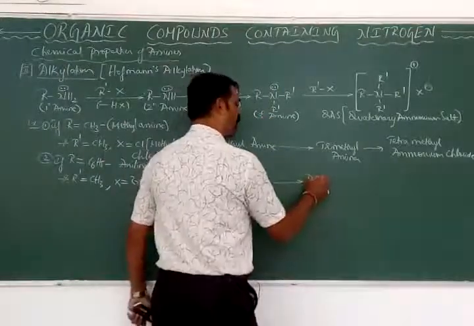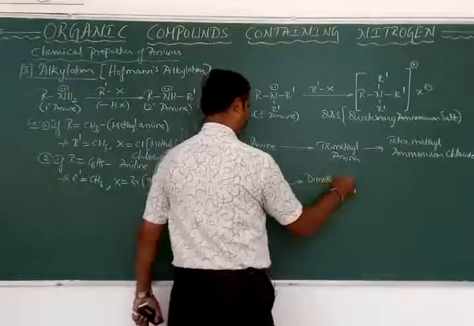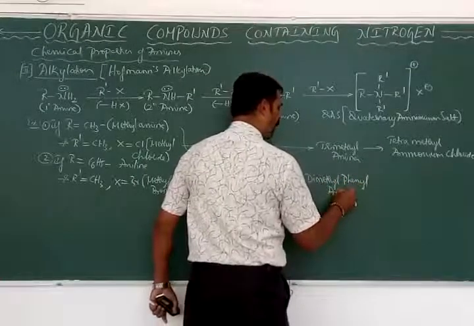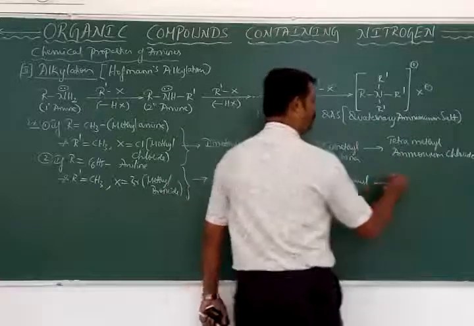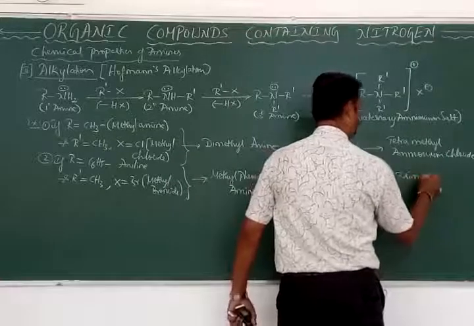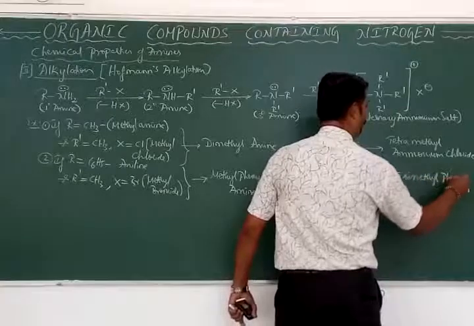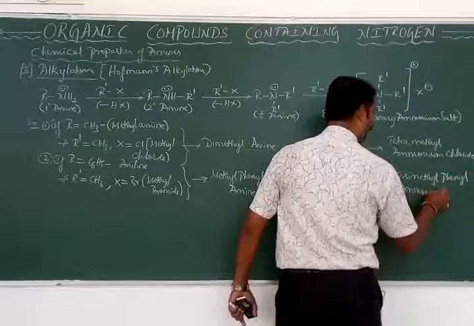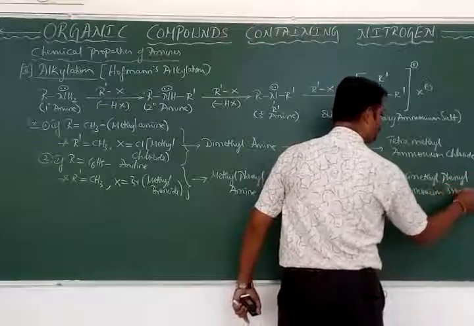Therefore, it is called dimethyl phenylamine. Dimethyl phenylamine. And then trimethyl phenyl ammonium bromide. Instead of chloride, we have taken here the Br, that is what it is.